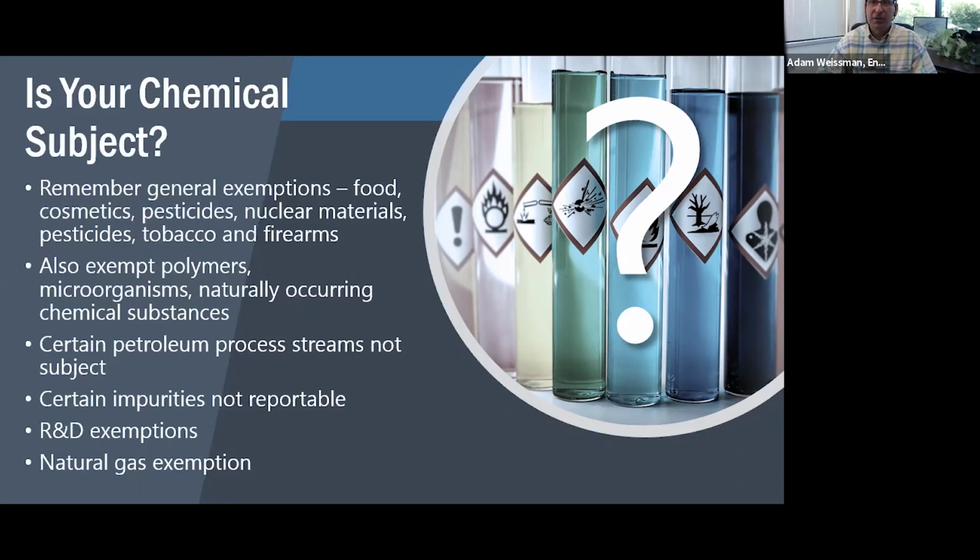Polymers are generally completely exempt, as are naturally occurring substances. Quite a few petroleum process streams are exempt, and there are lists of these. Certain impurities are exempt. Natural gas, obviously, would fall into that naturally occurring or petroleum process category. There are also research and development exemptions. And an obvious one is, is it listed on the inventory itself? You're going to have to check that. If it's not on the inventory, it's obviously exempt from reporting.